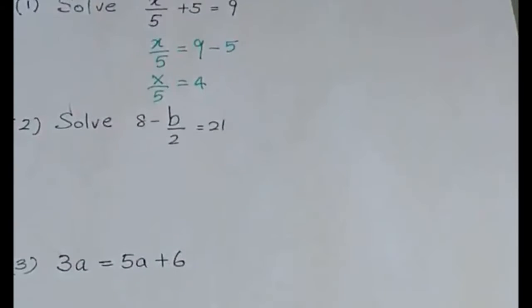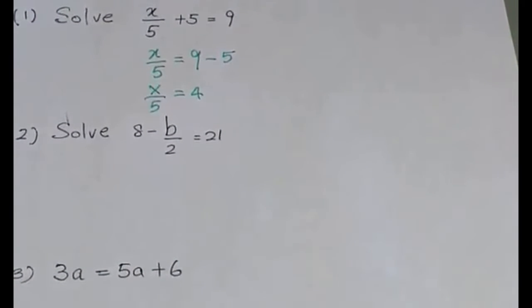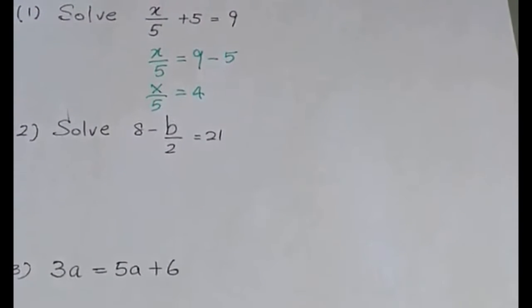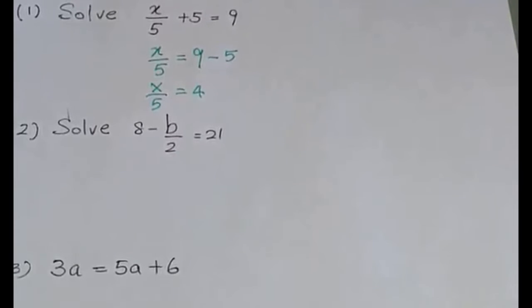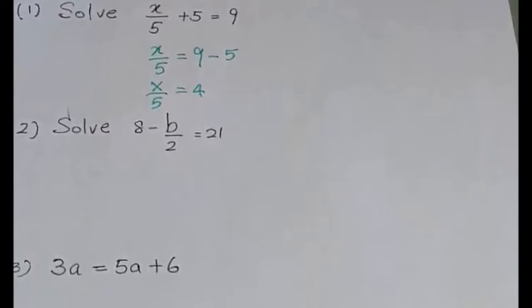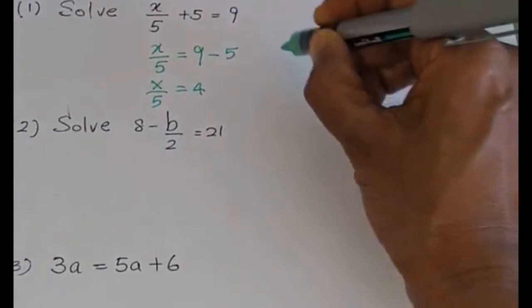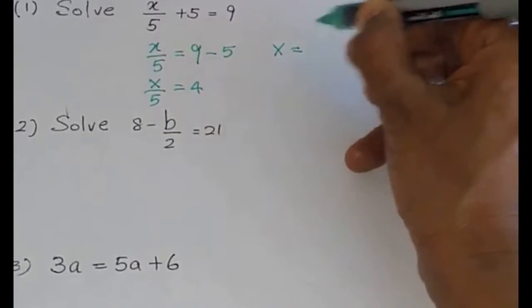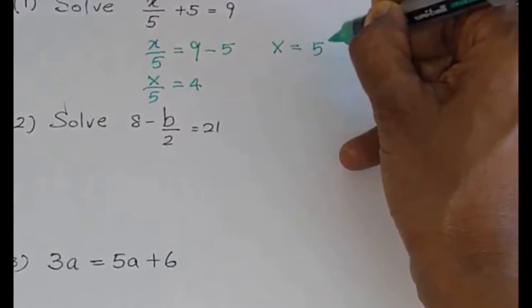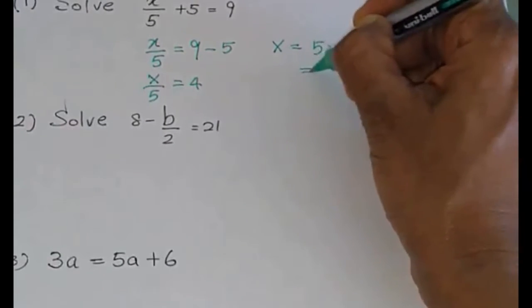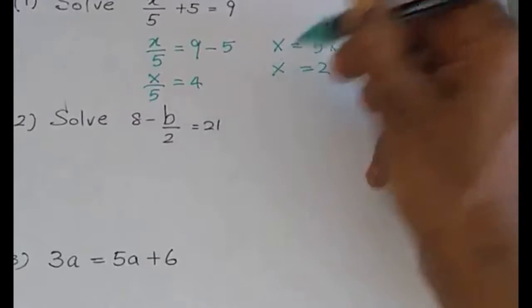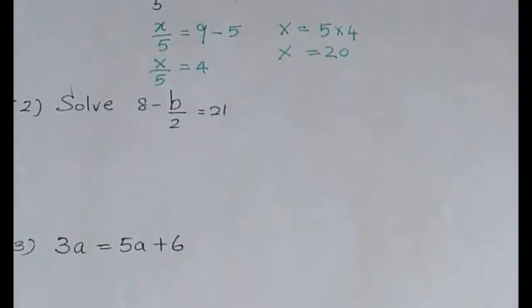Now I have to move the 5 on the left side to the right side so that I can isolate x. 5 is being divided. So when I move it to the other side, it's going to be multiplication. So if I have to solve that, x would be, moving 5 to the other side, 5 times 4. The answer would be 20. So x is equal to 20.